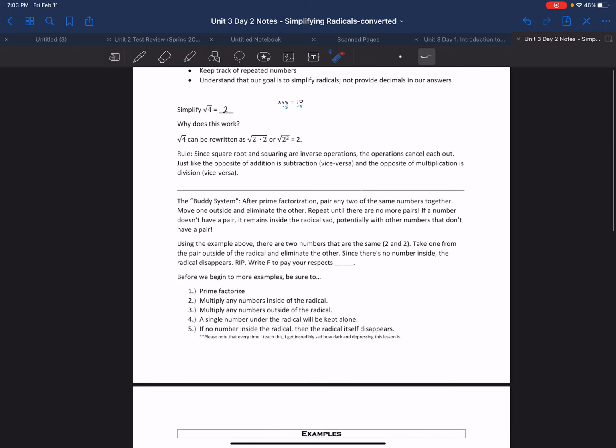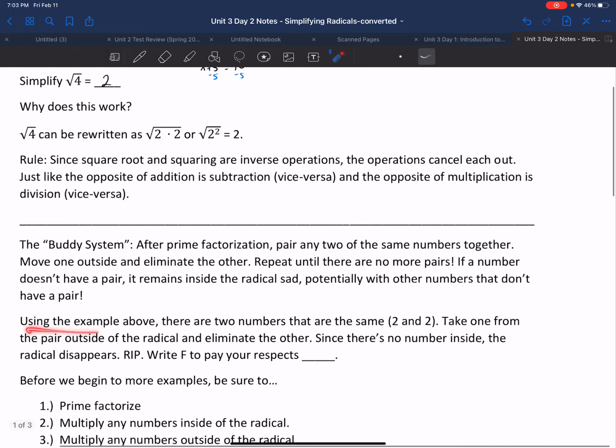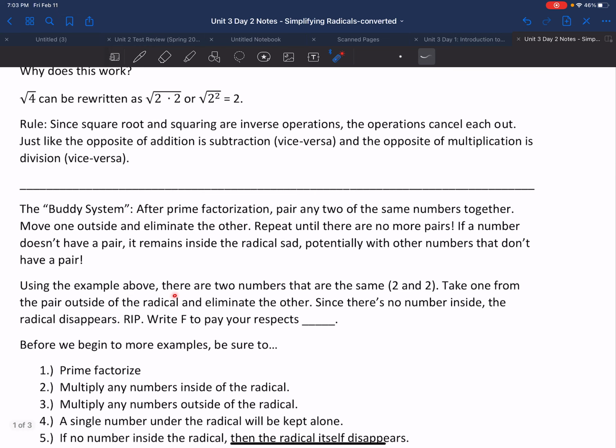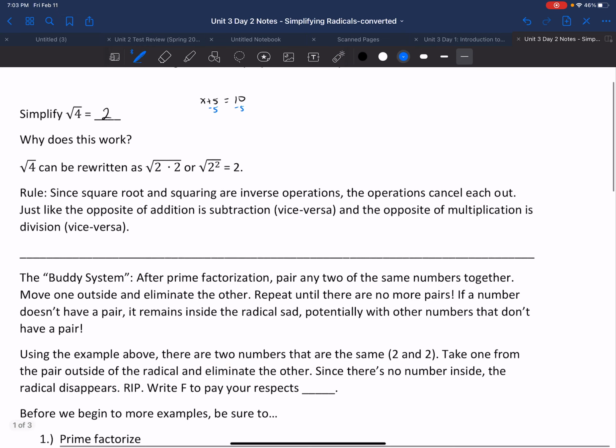Okay, here we go. Let's take a look at the example above, right? The example above, I'm referring to this over here. There are two numbers that are the same, right? So we take a look at the square root of 4.